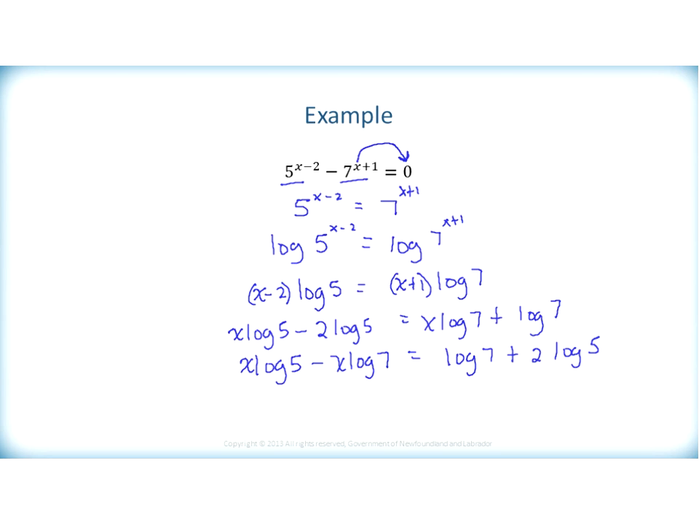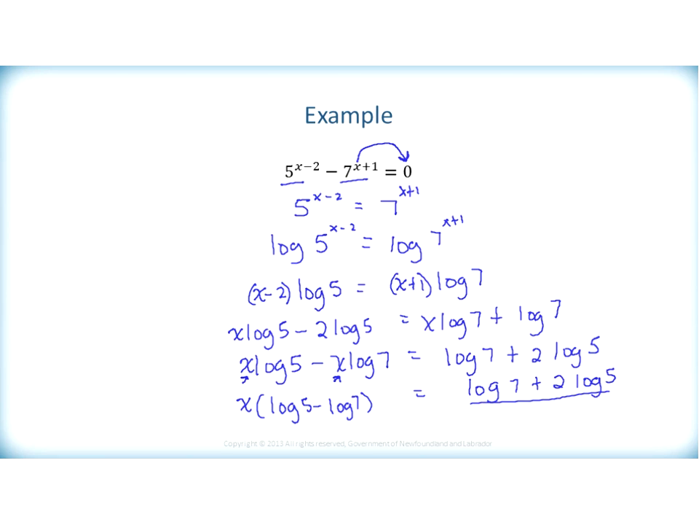We have a common factor here now of x, and so I'll take the x outside. That'll give us log 5 subtract log 7, which will equal, I could combine this to one single log, log 7 plus 2 times log 5, using the laws of exponents, or the laws of logs rather.